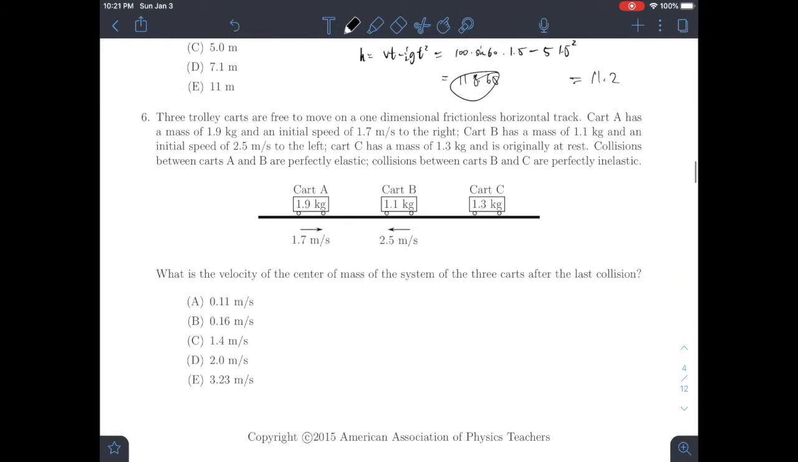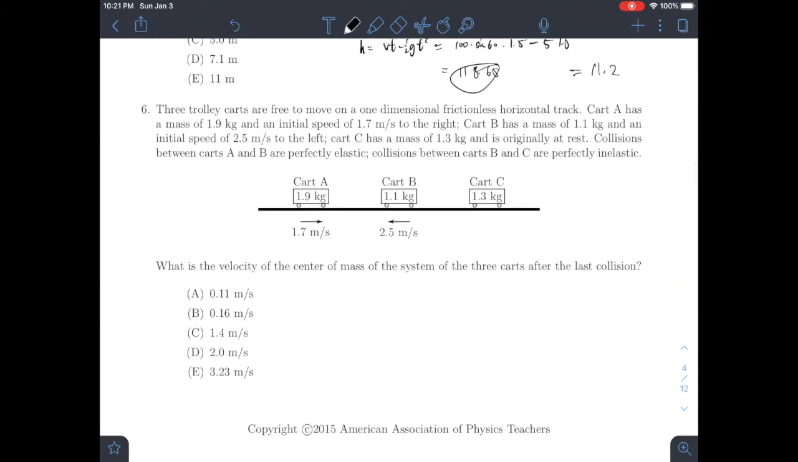Okay. Question number 6. Three trolley cars are free to move on a one-dimensional frictionless horizontal track. Car A has a mass of 1.9 kg and an initial speed of 1.7 meters per second to the right. Car B has a mass of 1.1 kg and an initial speed of 2.5 meters per second to the left. Car C has a mass of 1.3 kg and is initially at rest. Collisions between cars A and B are perfectly elastic. Collisions between cars B and C are perfectly inelastic. What is the velocity of the center of mass of the system of the three cars after the collision?